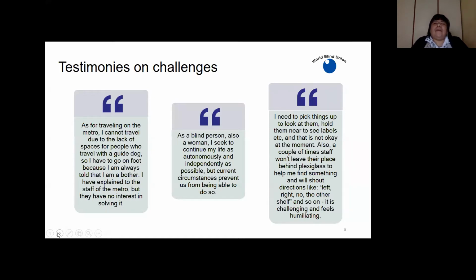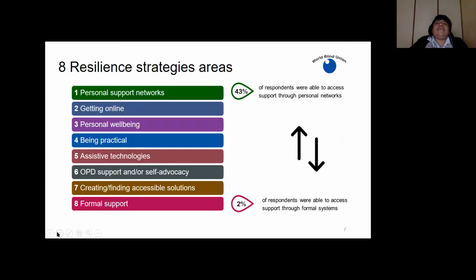This is one quote, and another powerful quote for me is: as a blind woman, I seek to continue my life as autonomously and independently as possible, but current circumstances prevent us from being able to do so. This is something I would like to add myself, because it's very difficult to be an independent, blind woman in this kind of pandemic. This is the kind of testimony that we have, and we'd like you to explore more in the whole report. Next slide, please. We have now the resilience strategies.